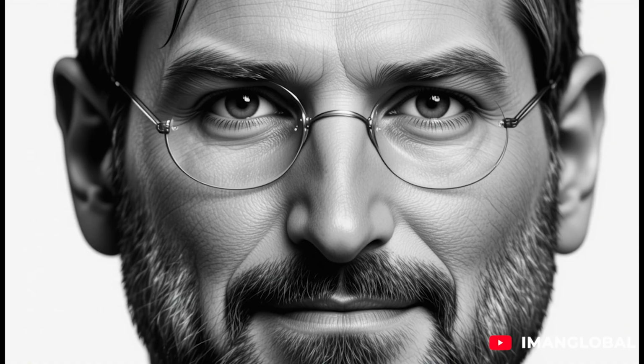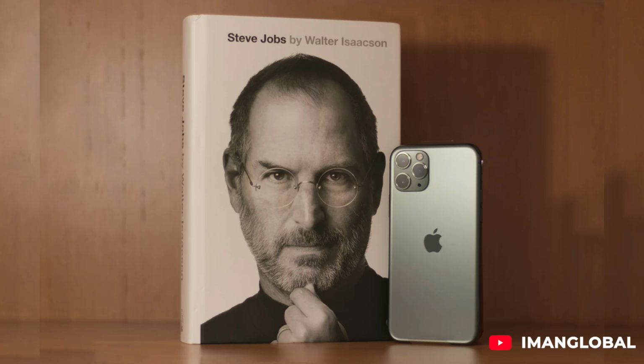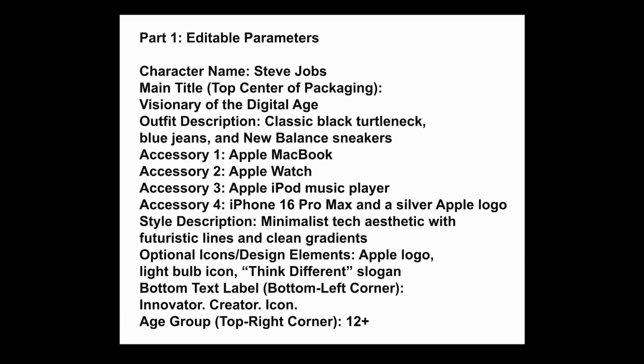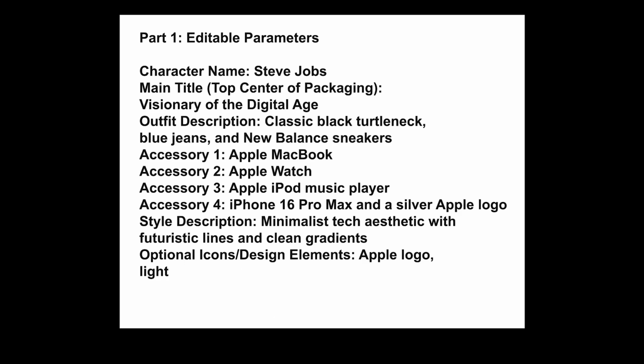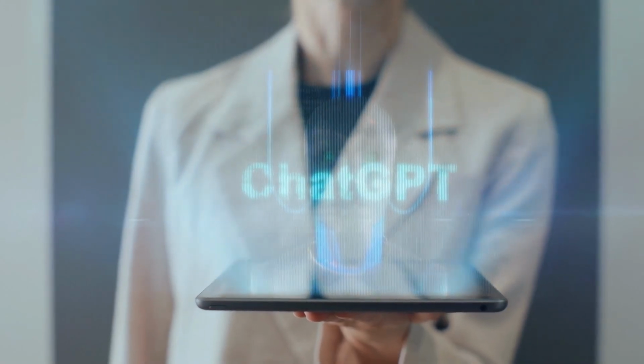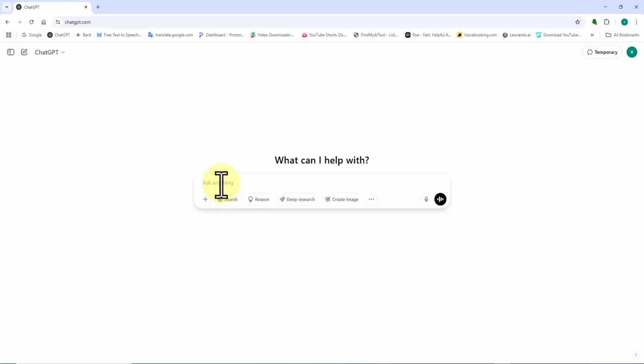In my first example, I'm going to create an action figure of the legendary Steve Jobs. So, I've entered the character name and my desired accessories into the first part of the template. After that, we move on to ChatGPT AI. Using the information we provided, it generates a prompt for creating an image of the action figure and gives it back to us. Let me show you how.